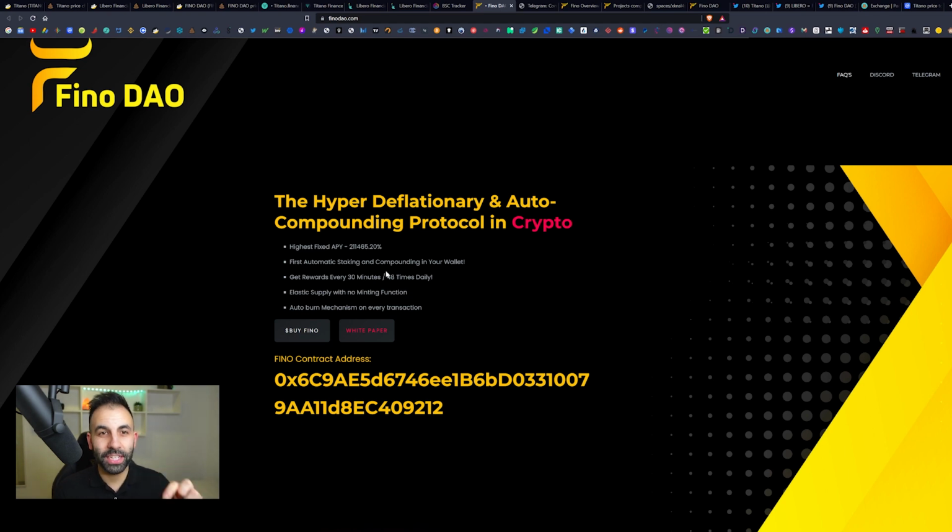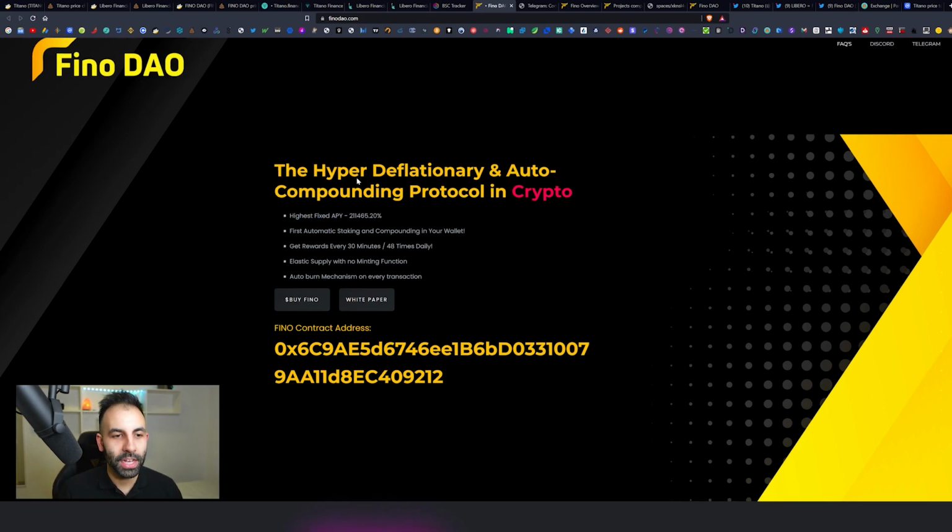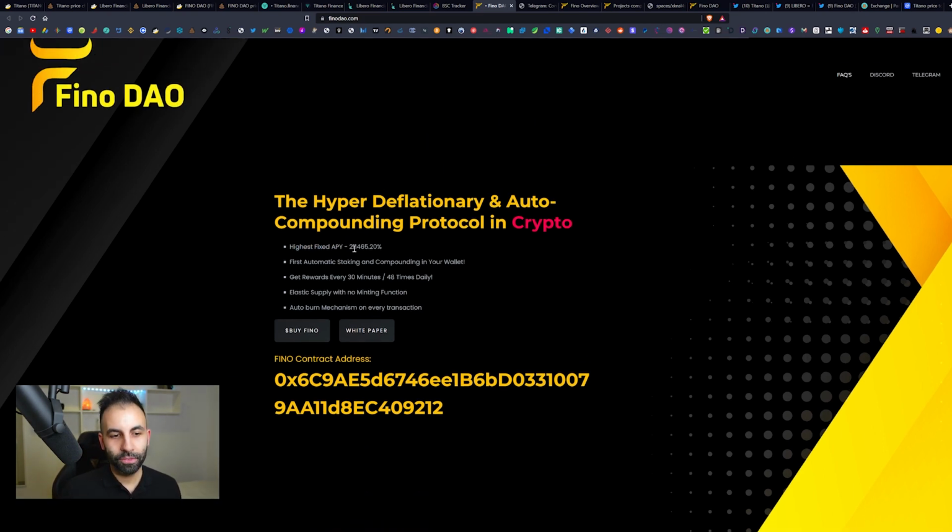This is really exciting and brand new project. It is only 2 days old. As you guys can see, it claims here to have the highest fixed APY of 211,465,000%. So the first automatic staking and compounding in your wallet. Pretty insane and crazy and incredible, guys. And also, it rewards you more often, so more times per day than the other two forks. You get your rewards every 30 minutes and 48 times daily, which is amazing to see.